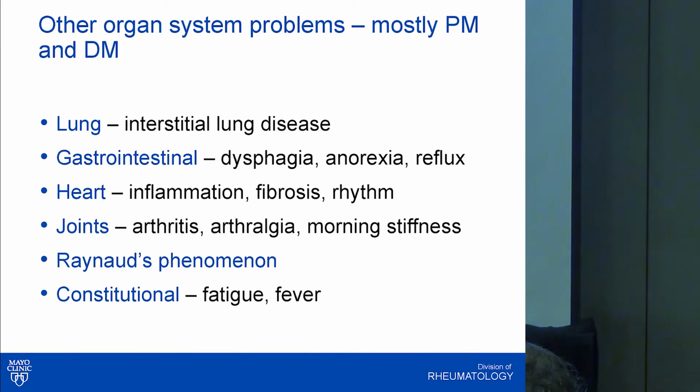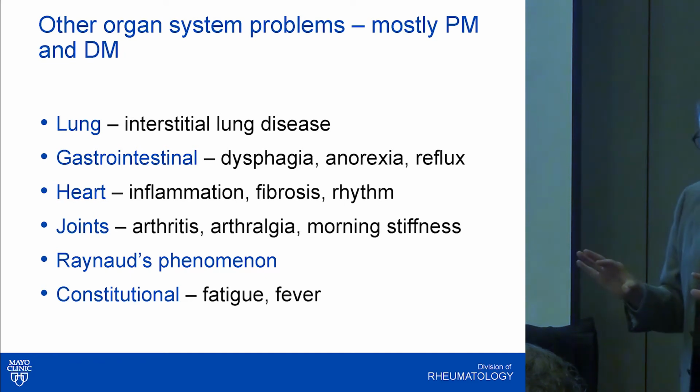Then the other concept is that a lot of other organs can be affected. This is probably mostly in polymyositis and dermatomyositis, so we worry a lot about interstitial lung disease, inflammation in the lung that can give way to scarring of the lung. There can be involvement of various areas along the GI tract with dysphagia, swallowing difficulty, loss of appetite, reflux because of esophageal problems. There can be heart inflammation.